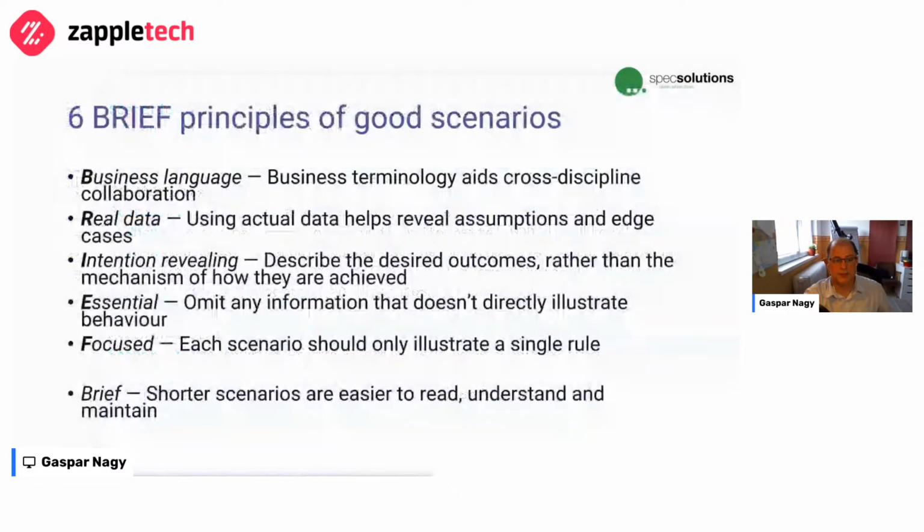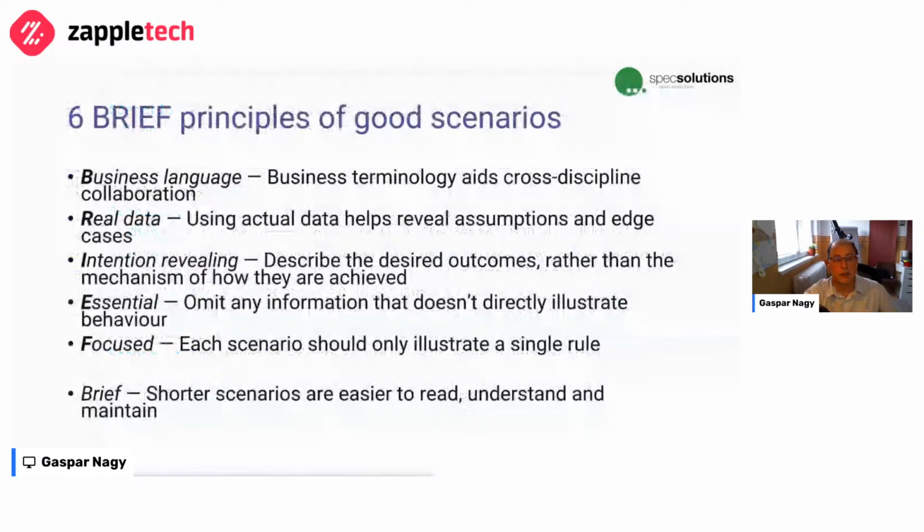So to wrap this up, what we have seen is the use of the 6 BRIEF principles of good scenarios. We have seen that business language, where we say that the business terminology is helping cross-discipline collaboration, helps you to discuss the requirements with each other. We said that we would like to have real data because, again, this is helping to reveal assumptions, edge cases, whatsoever.